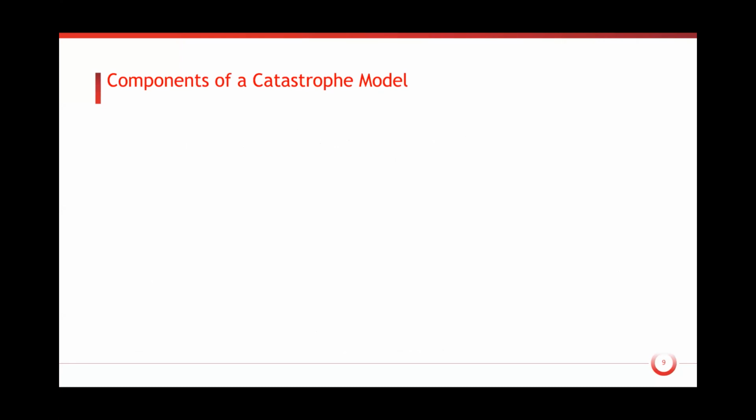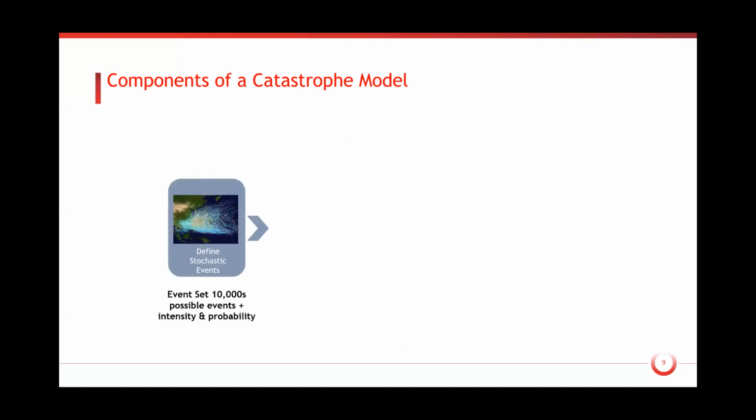So I'll briefly take you through the components of a catastrophe model, and then we'll hand over to really get into the topics around input data on exposure analysis for the rest of this webinar. So the components of a catastrophe model start off with identifying what is the hazard. We start off by defining an event set.